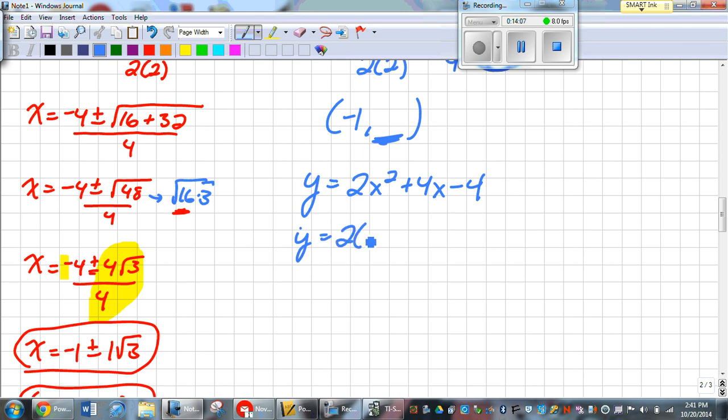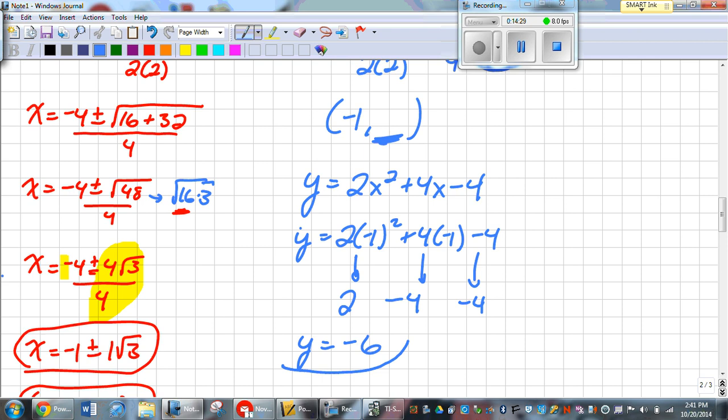So I'm going to put that negative 1 in for my x's. So 2 times negative 1 squared plus 4 times negative 1 minus 4. Okay, this will give me 2. That'll give me minus 4 minus 4. And when I combine all of them, I get negative 6. Okay, there's my y value. So my vertex is the ordered pair negative 1, negative 6. So this is what I'm looking for.